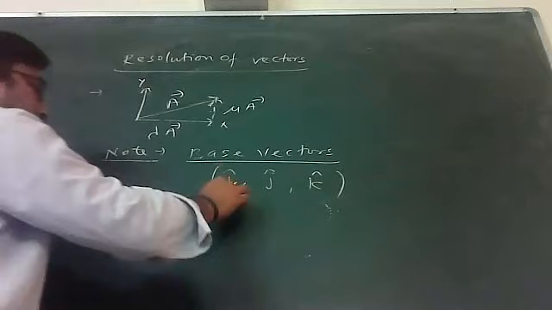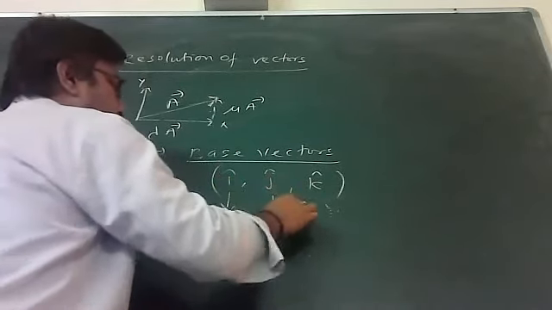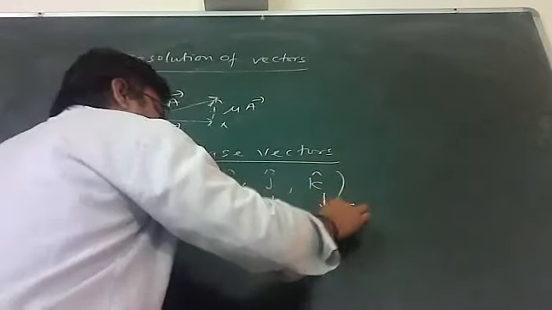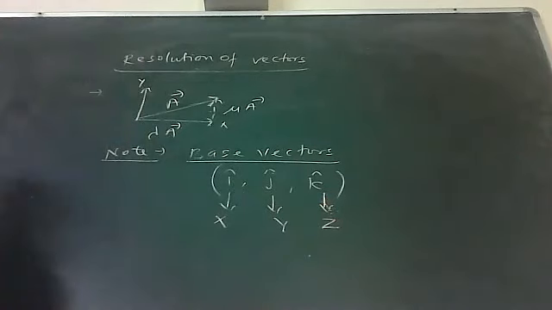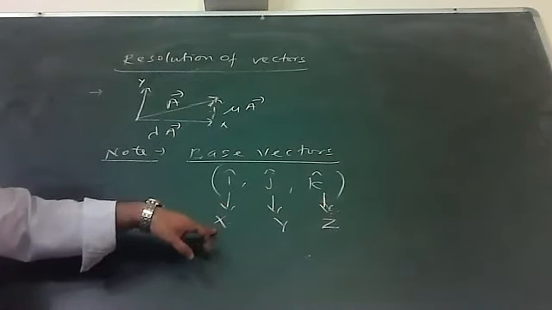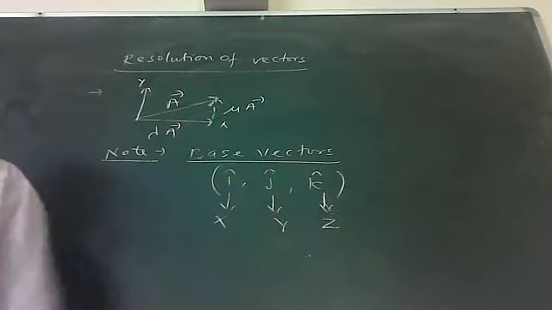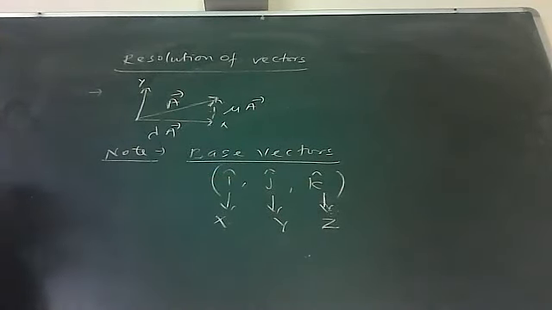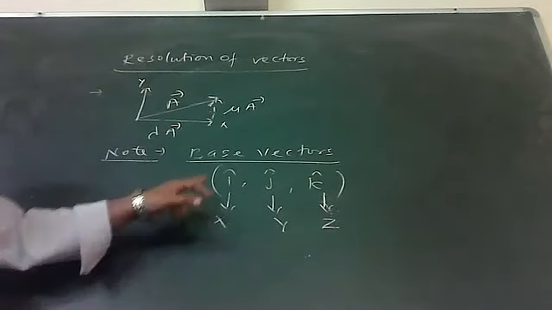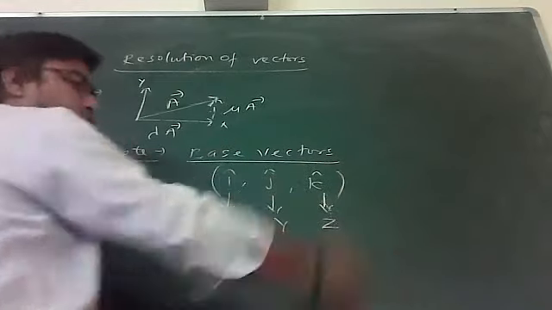Here, I cap is pointing towards the x-axis, j cap is pointing towards the y-axis, and k cap is pointing towards the z-axis. These all 3 are considered base vectors, as these all 3 are unit vectors.